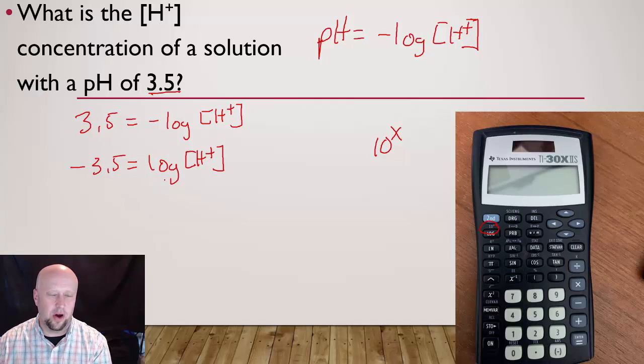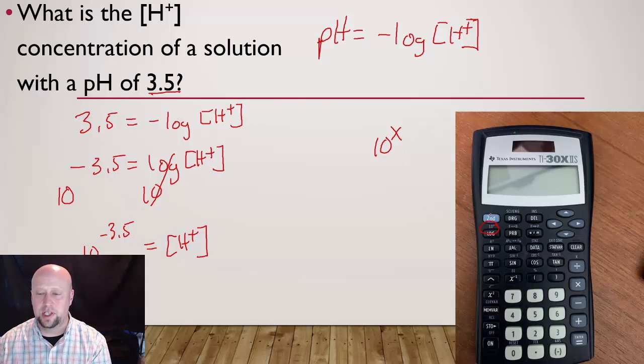And then to get rid of the log, algebraically, I'm going to use my 10x key. In other words, in math terms, I would take the base 10 of each side. You don't need to worry about the theory behind that. All you need to know is that the 10x key on your calculator is going to cancel out this log, and we're going to get this: 10 to the -3.5 is equal to my H plus concentration.